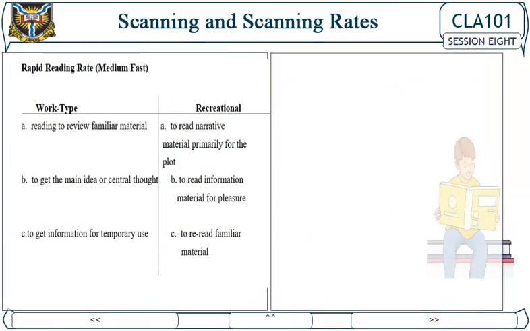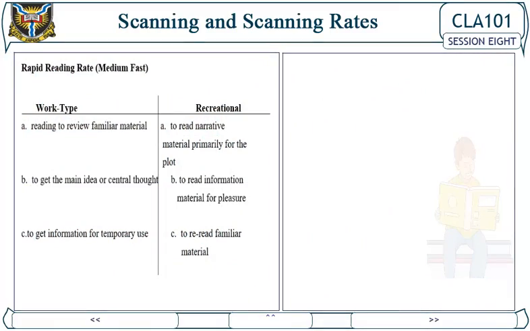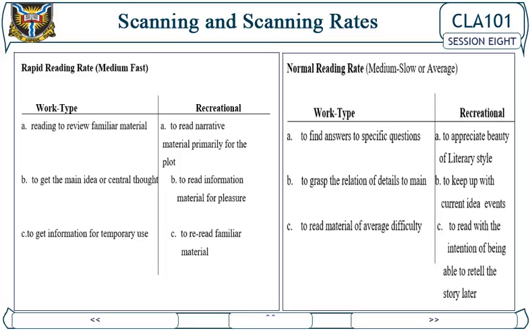Work type, recreational. Work type. A. Reading to review familiar material. Recreational. A. To read narrative material primarily for the plot. B. To get the main idea or central thought. B. To read information material for pleasure. C. To get information for temporary use. C. To reread familiar material.